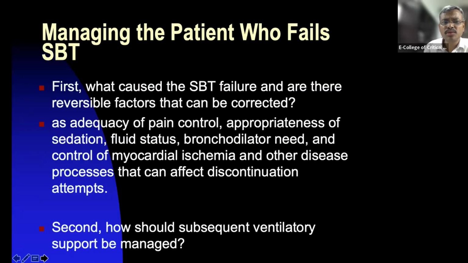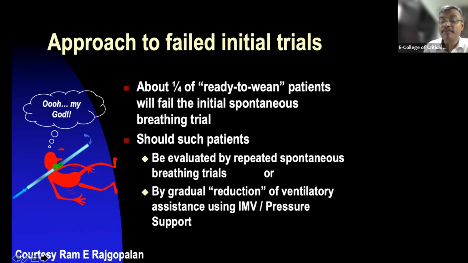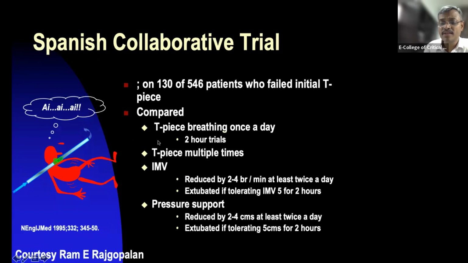So the tools are there. I told you about SBT. If the initial trial fails, Dr. Sundaram was mentioning repeated trials and failures. This is the cause, an important point here: failed weaning. Even if they fail weaning, they try T-piece or SIMV.